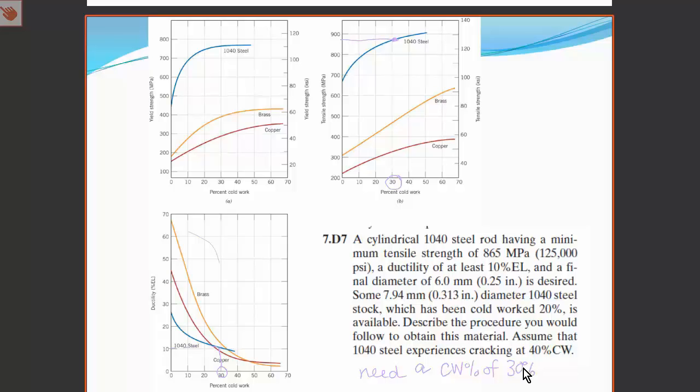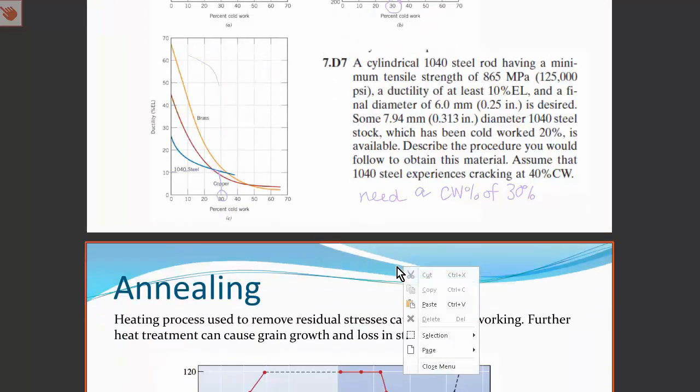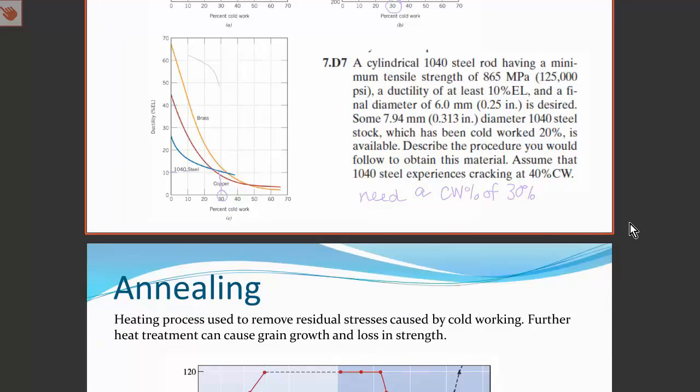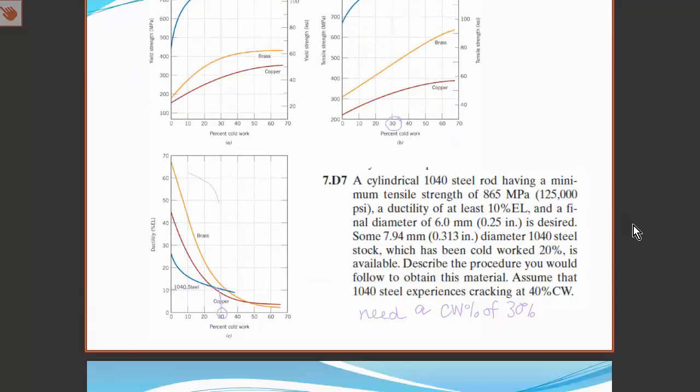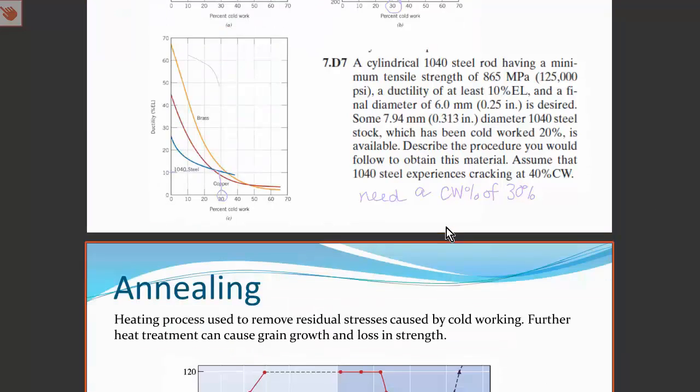It's supplied in a 20% cold work form, but we have to also make sure that we get the final diameter down to 6 millimeters. So let's do some math to figure out how we can achieve this.